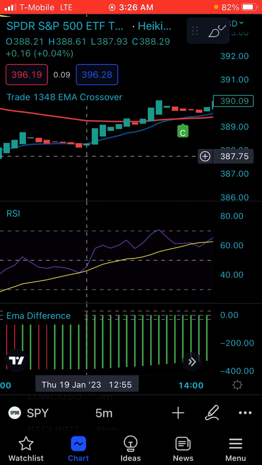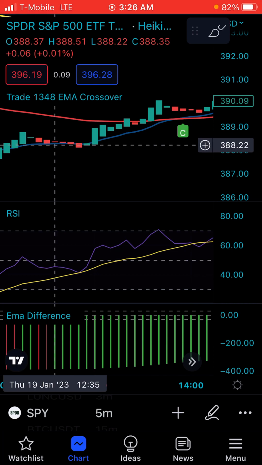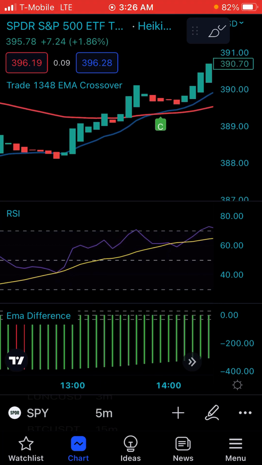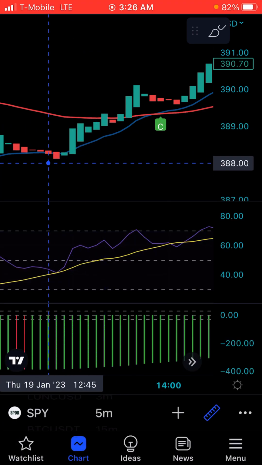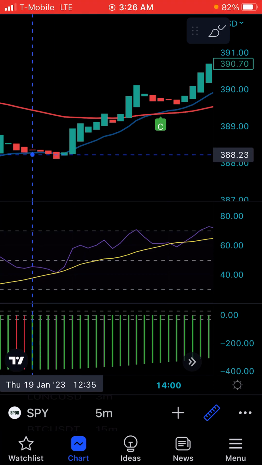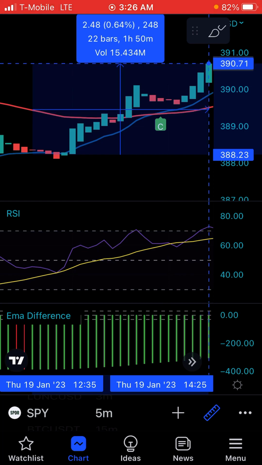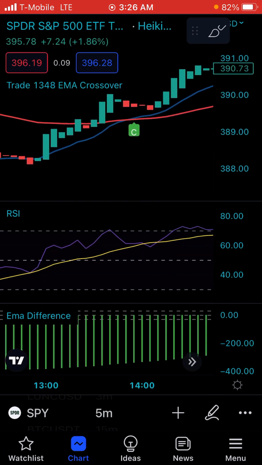If we look at a couple of examples here, we see right here, if we got in right about here where the first green line hits on the EMA difference, we would get in a little bit early. It would pick it up right before the 1348 cross, so we would have a little bit of an advantage, a little bit more gains. We get in right about here, and we could ride this out, and when it crosses, we'll have double confirmation that it's going in the right direction.